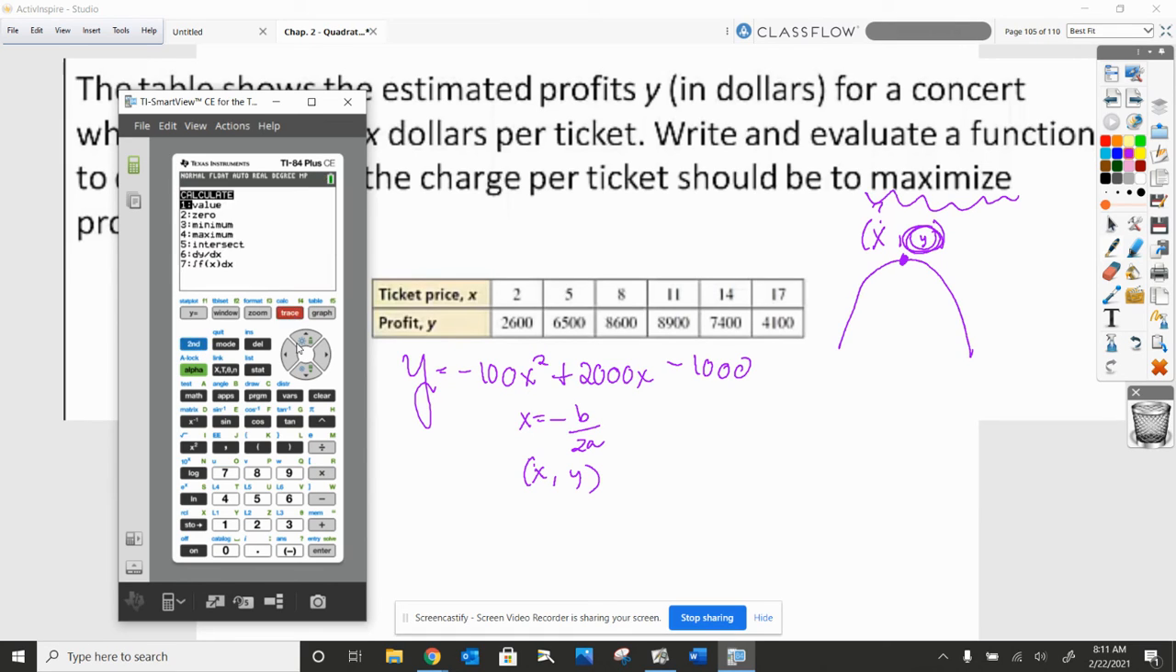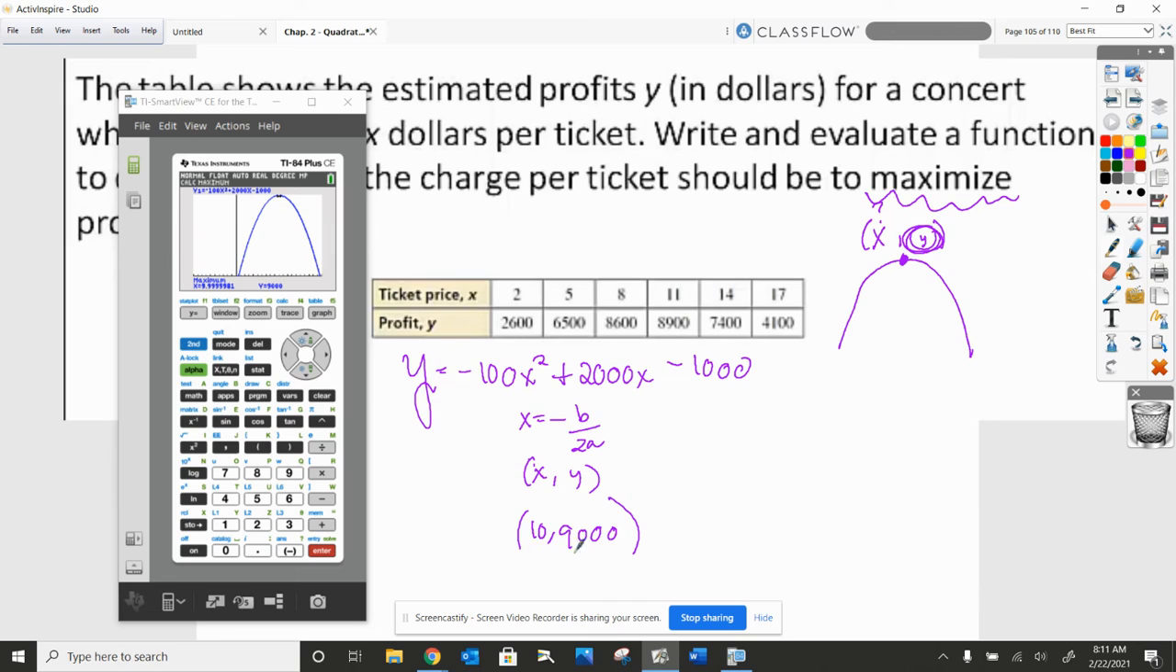So I go to second, trace. I go to maximum here because it is a maximum value. I go up to it. Left bound is to the left. Right bound is to the right. And my maximum is 9.99. So we're going to go with 10, comma, 9,000.